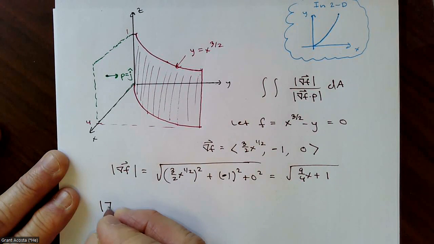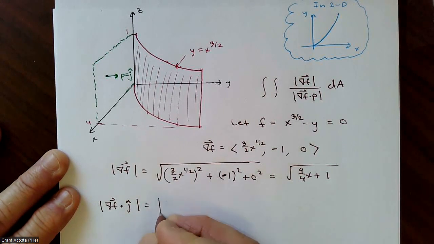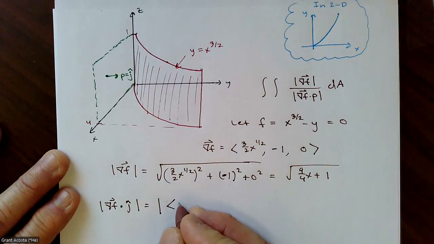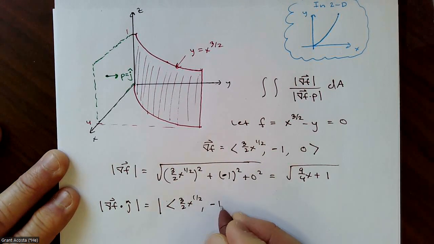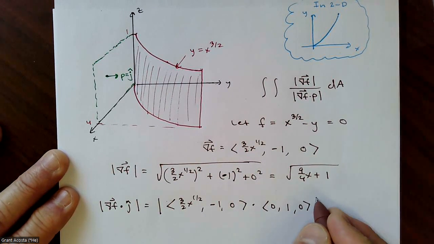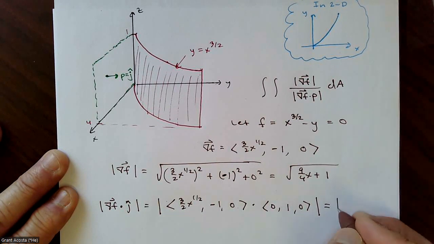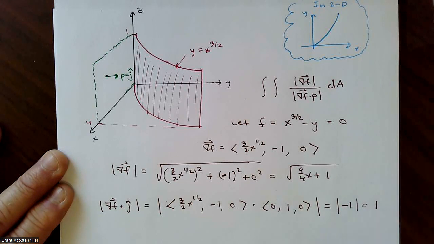And then I have the magnitude of my gradient dotted with p, which is just j hat in this case. So (3/2 x^(1/2), -1, 0) dotted with (0, 1, 0) is going to be 0, -1, 0. So I just get the absolute value, or the magnitude, of -1, which is just 1.